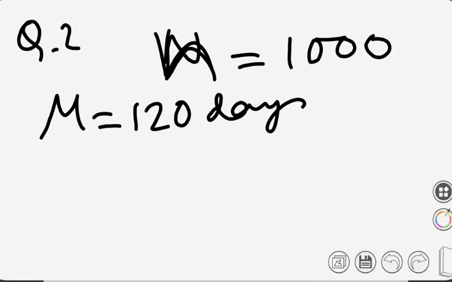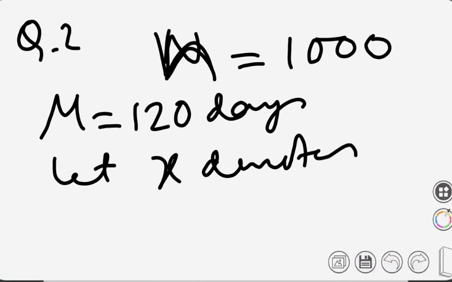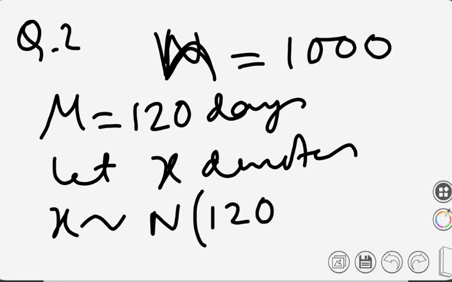Are installed in a new factory. Their length of life is normally distributed. See, everything is given as normally distributed. So we'll write, let x denote the length of life. Means how long the bulb will burn, how long it will run. So that means here x follows normal distribution with mean 120 and standard deviation 20 days.